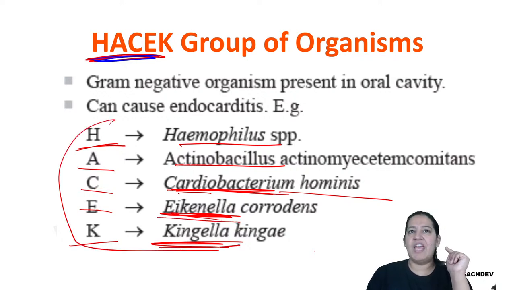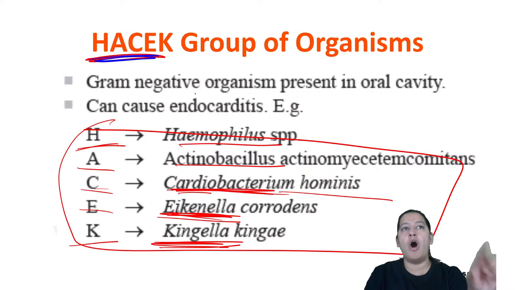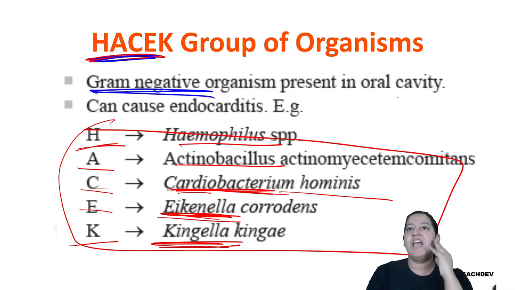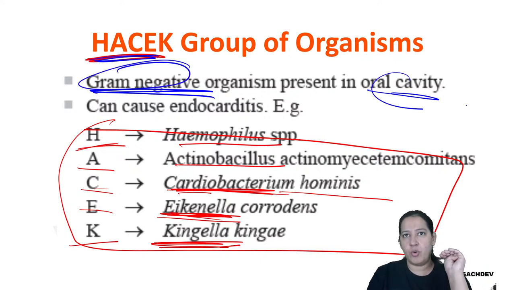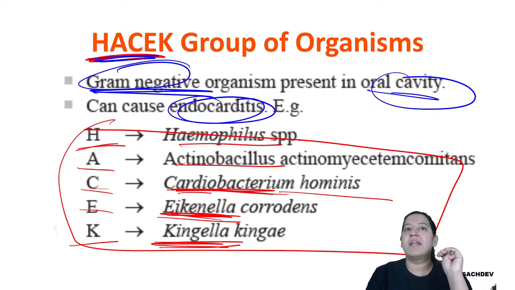So these five bacteria, all of them are gram negative. They are present in the oral cavity, and they cause endocarditis in the heart. So the group is known as Hasek.